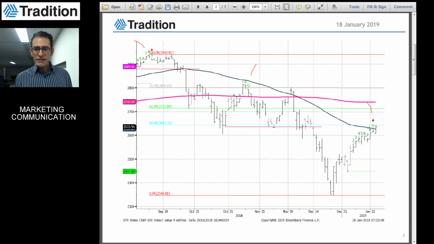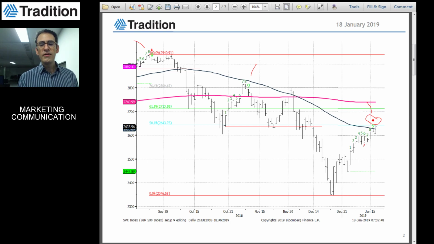In this case, you can see here on Wednesday, the S&P completed a sell setup with 9 consecutive closes above the close 4 bars earlier. Why do we have an arrow? You can see this red arrow. It means that the daily highs of bars 8 and 9 are above the daily highs of bars 6 and 7.